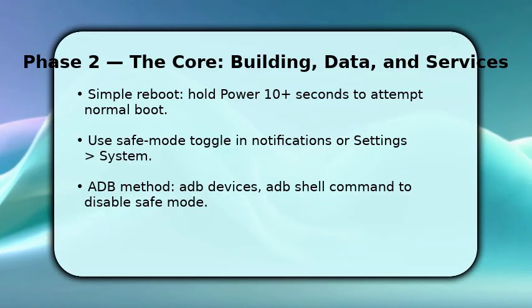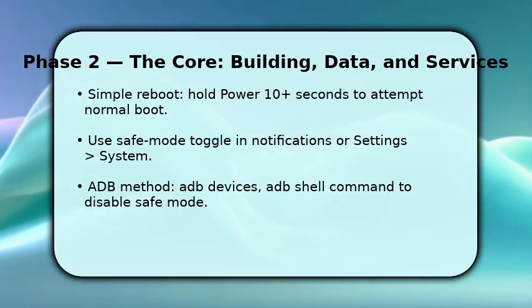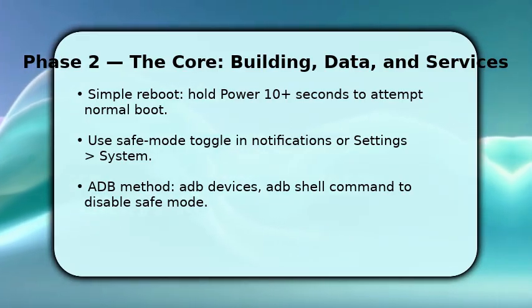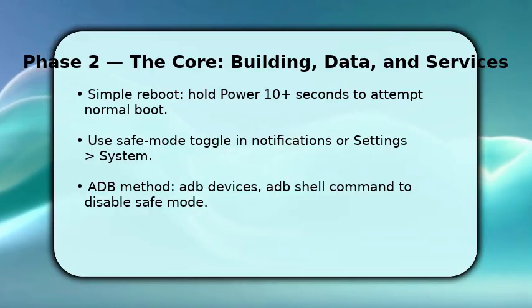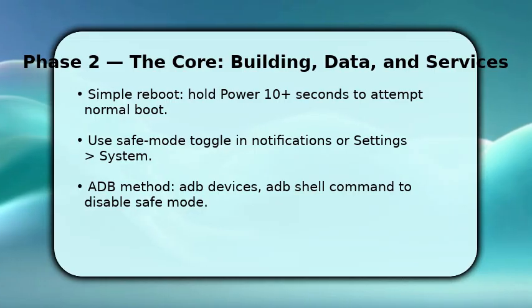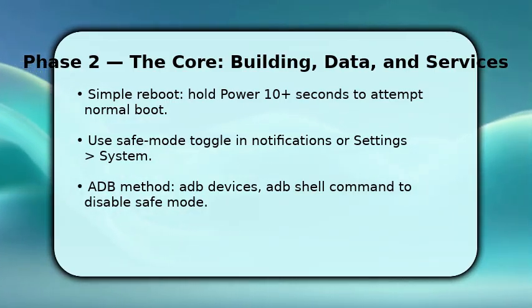First, try a forced reboot. Hold power for 10 seconds because that clears transient safe mode flags. If that fails, use the built-in toggle, open notifications, or navigate to Settings System and turn off safe mode. This uses the OS state machine to reboot cleanly.